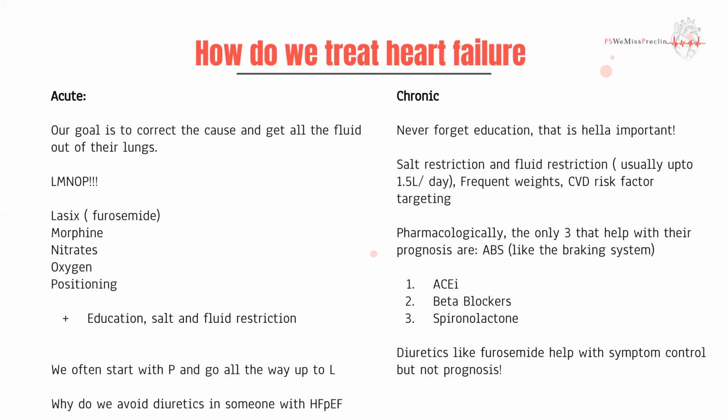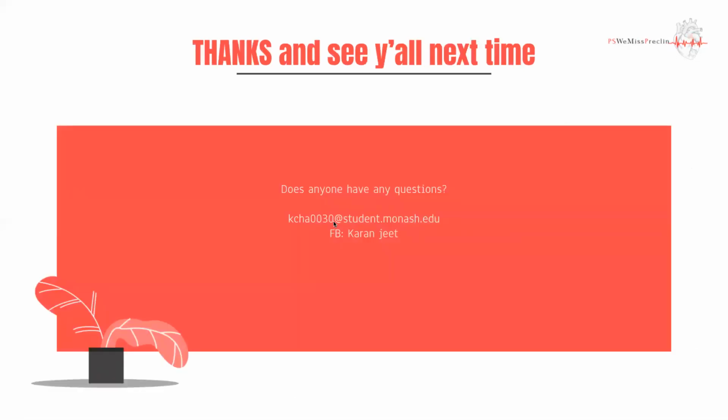Pharmacologically, there have been only three medications that have been shown to help with the long-term prognosis and increase survival. An acronym for that is ABS, like the braking system. A good way to think about it is that ABS puts a stop to their disease in a way, and that's your ACE inhibitors, your beta blockers, and spironolactone. I know we talked about furosemide and diuretics. Diuretics like furosemide help with short-term symptom control, but have not been shown to improve long-term prognosis.